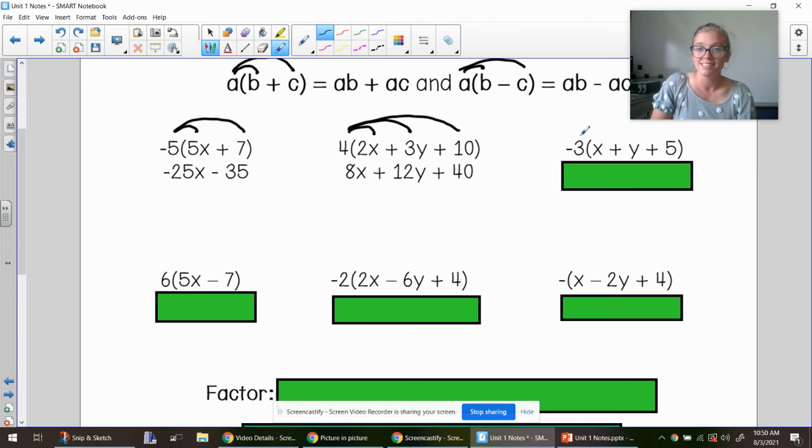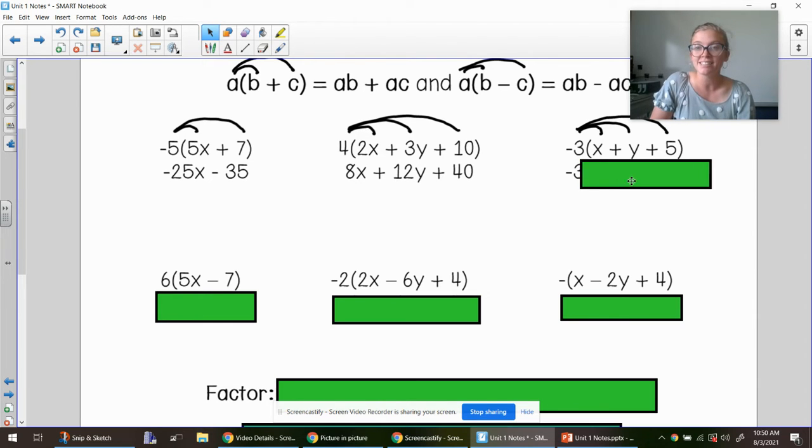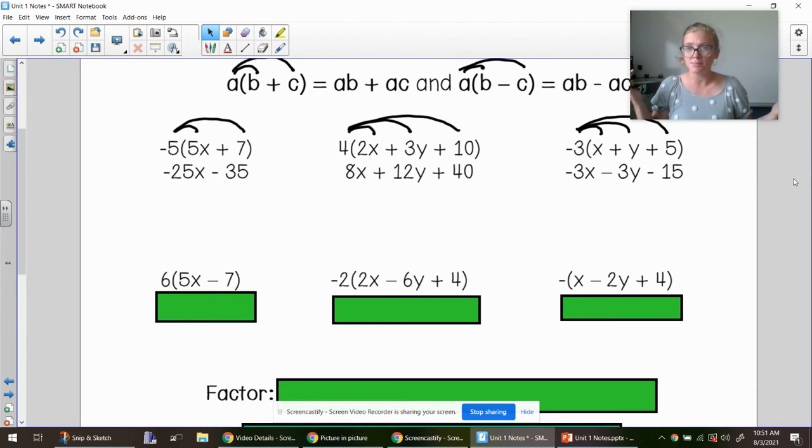Looking at our next one, negative 3 times x plus y plus 5. We're going to multiply negative 3 times x, negative 3 times y, and negative 3 times 5. That gives us negative 3x minus 3y minus 15. Some people ask, is it okay if I say plus negative 3y and plus negative 15? Absolutely. Subtraction and adding a negative are the exact same operation. There's no difference.